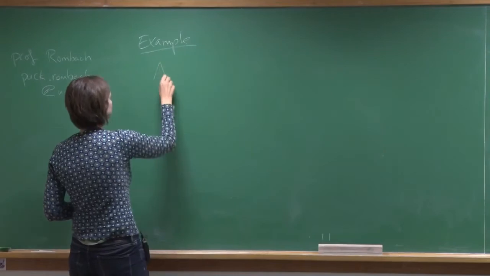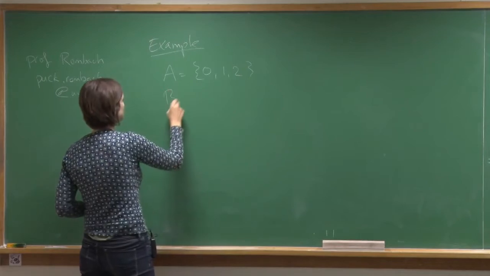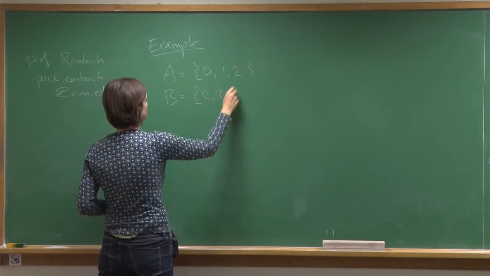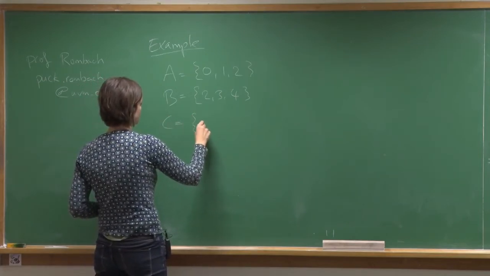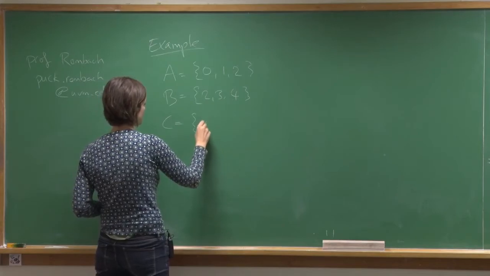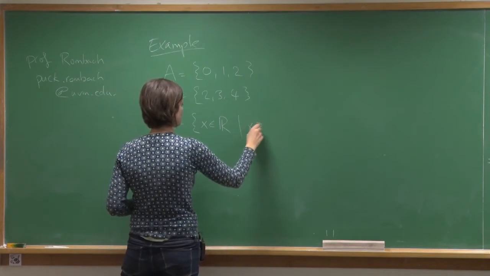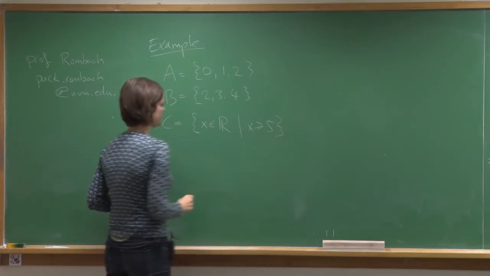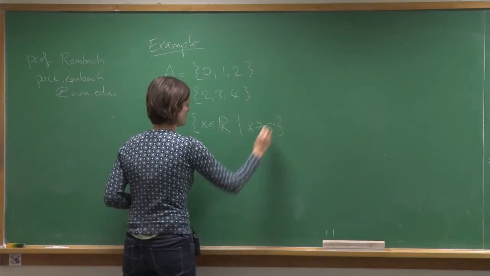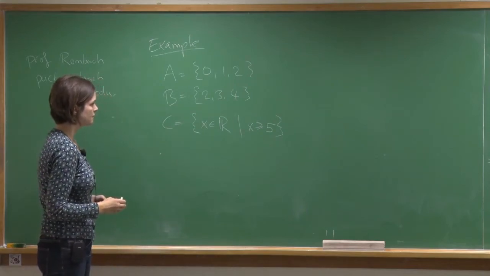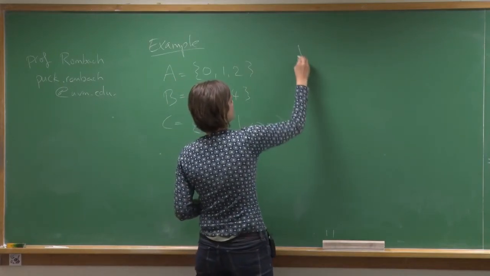So, example, take some sets. A is 0, 1, 2, and B is 2, 3, 4. A and B are small sets, so we can just write out the elements. C is going to be a set with infinitely many elements, so it's going to be all the reals such that the value is at least 5.